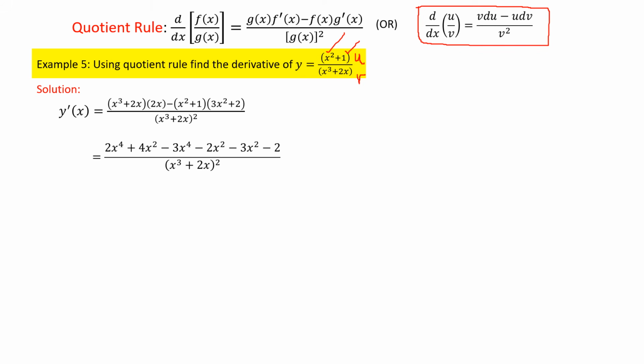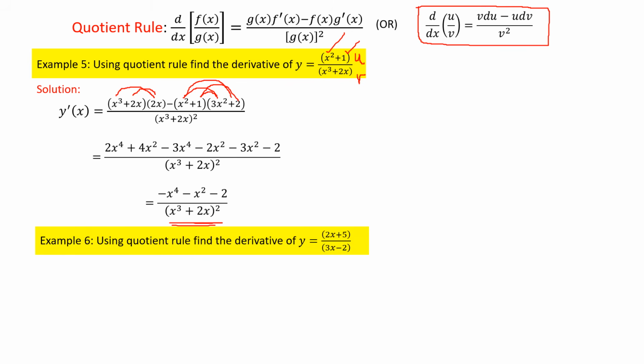After that, we have to multiply these values like x power 3 times 2x, 2x times 2x, x power 2 into 3x power 2, x power 2 times 2, 1 times 3x power 2, 1 times 2, we will get this one. Then by simplifying this, we will get the final answer as minus x power 4 minus x power 2 minus 2 divided by x power 3 plus 2x the whole square. Remember, we no need to simplify the denominator. You can just leave it as it is.